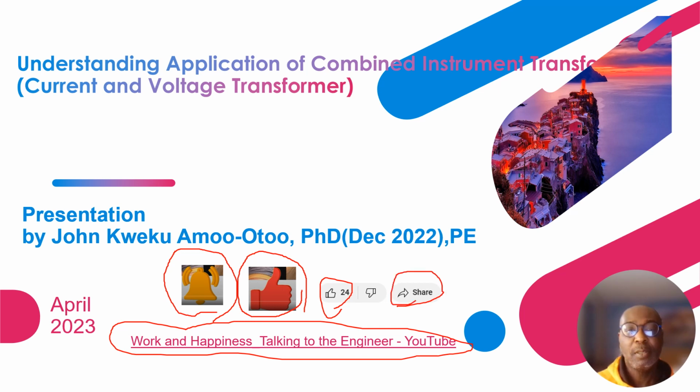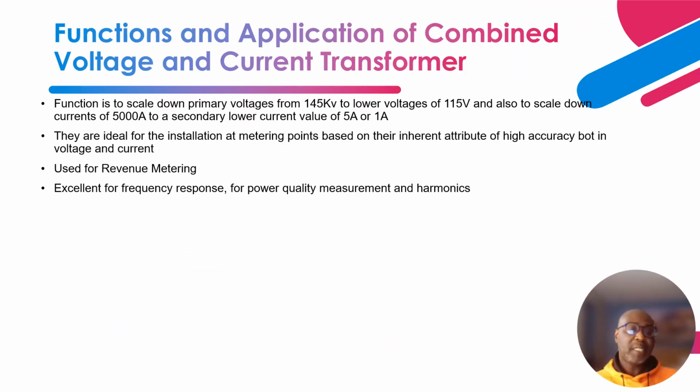Now let's talk about the functions and applications of the combined voltage and current transformers. Basically it is utilized up to voltages of 145 kV. That is, 115 kV and with a maximum voltage of 132 kV all the way up to 145 kV. That's basically its application.